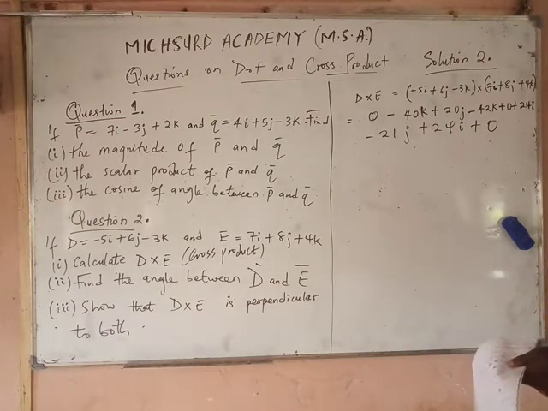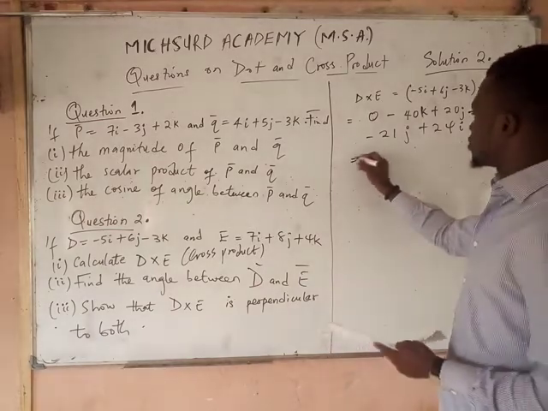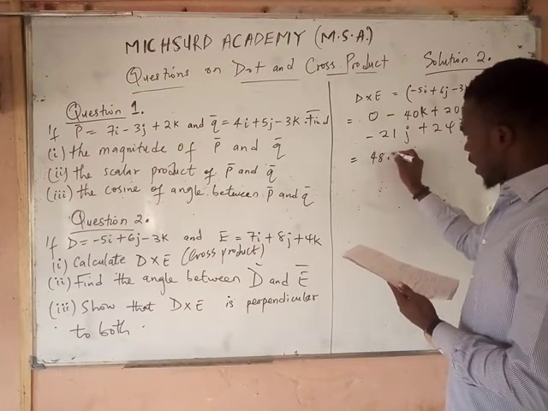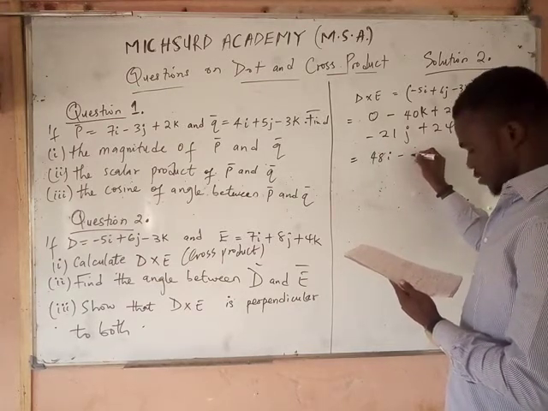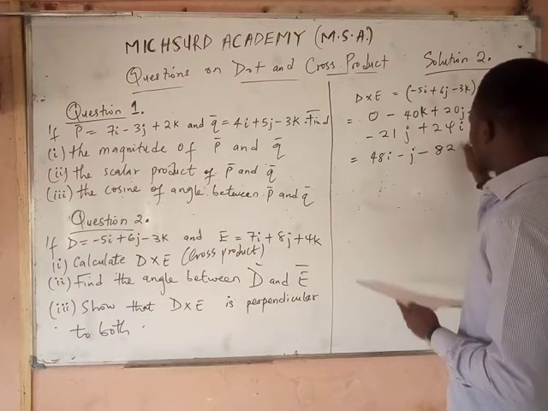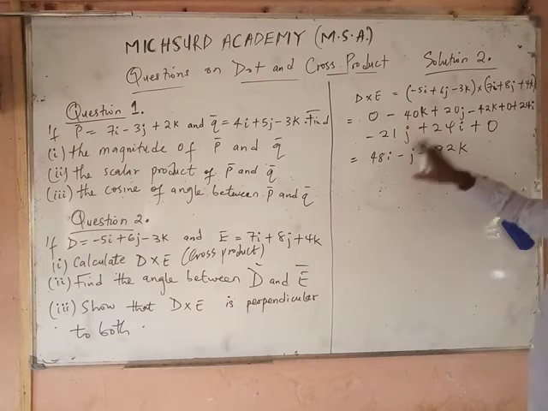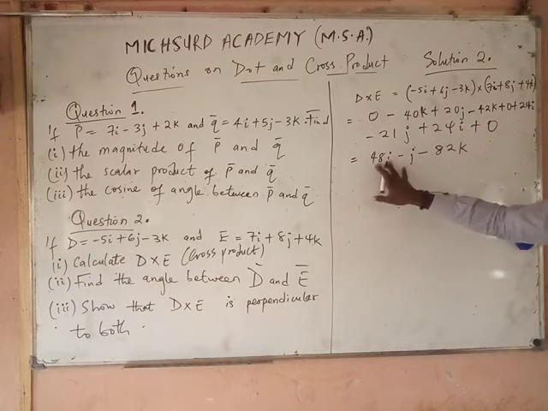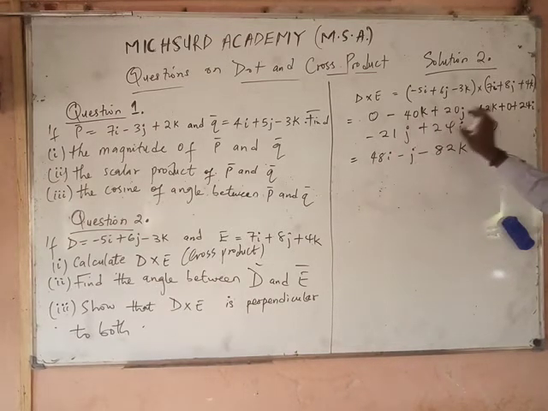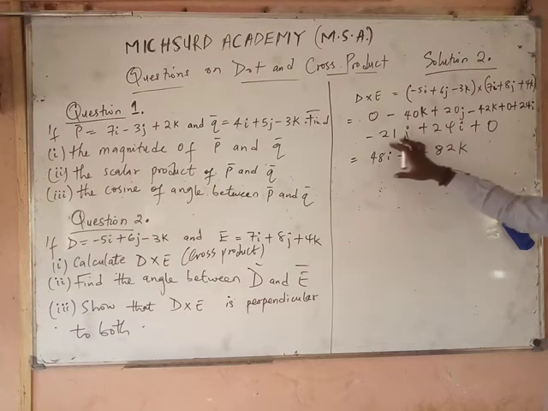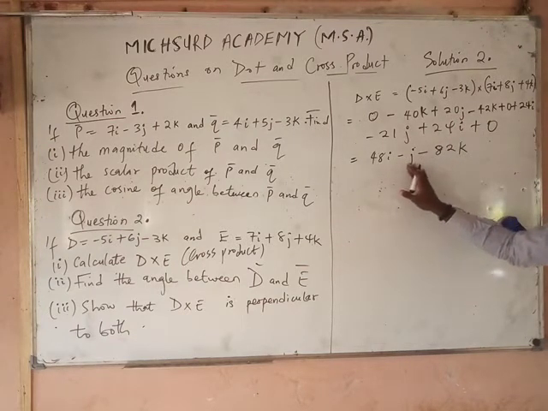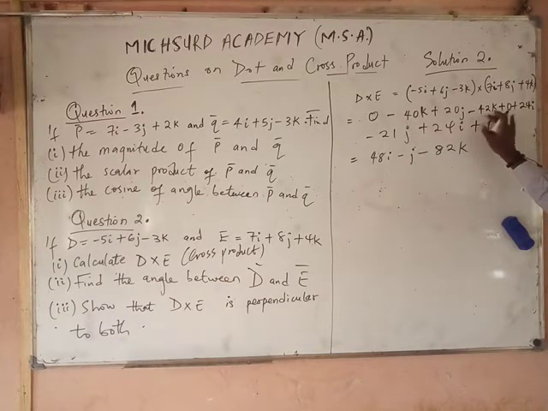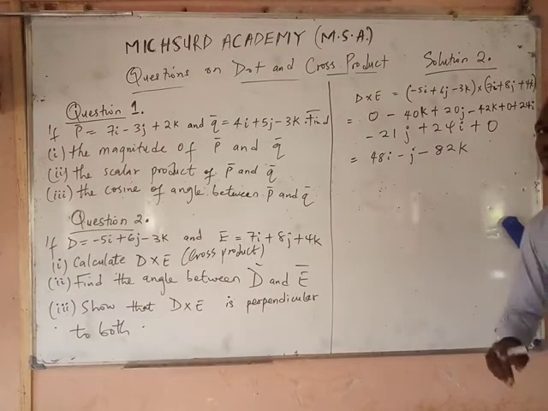Alright, good. So then if we collect like terms and solve, our result will be giving us 48I minus J minus 82K. If you add up the terms here, we have 24I plus 24I will give us 48I. Then we go to J, okay. We have 20J minus 21J will give us minus 1J. Then we have minus 40K minus 42K will give us minus 82K.